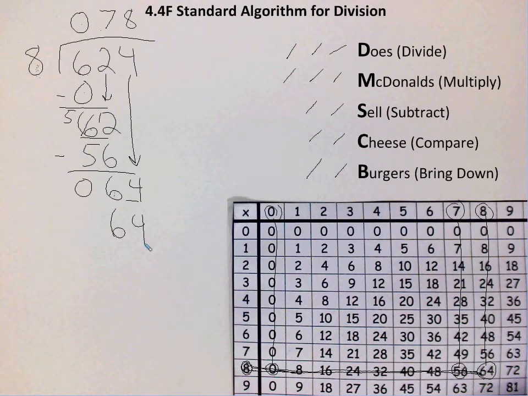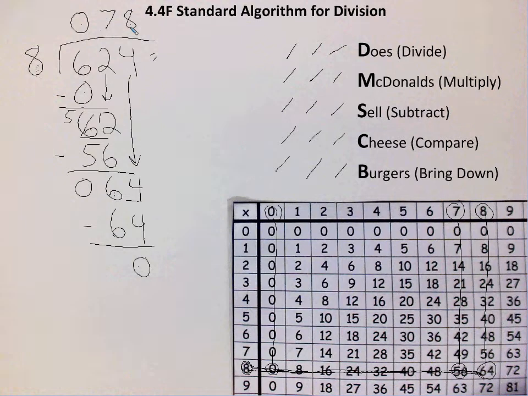My next step is subtract. I'm going to subtract the answer from my last step. I get 0. My next step is to compare, and 0 is less than my divisor, so I'm good. I'm going to the next step, which is bring down. I don't have anything else to bring down right here, so that means we're done with the problem. So that tells us that 624 divided by 8 is 78.